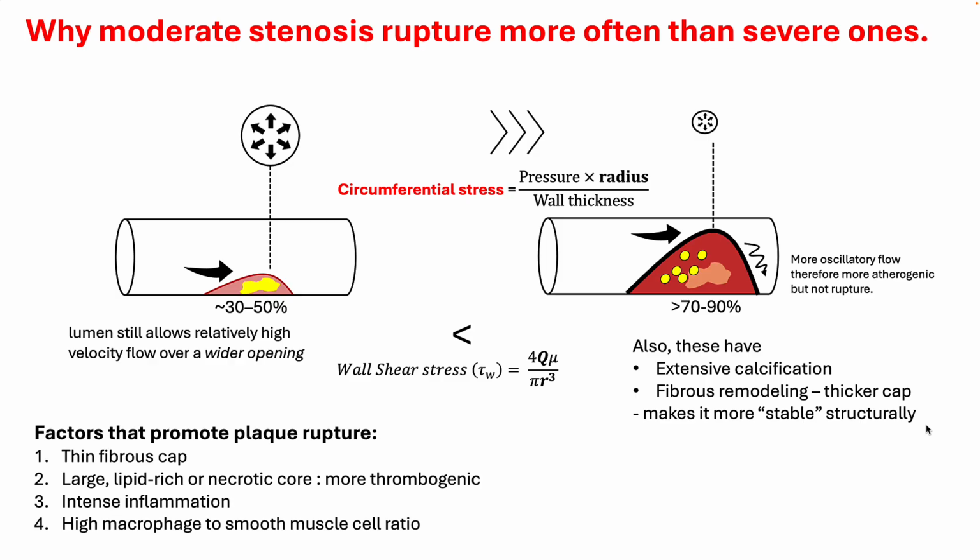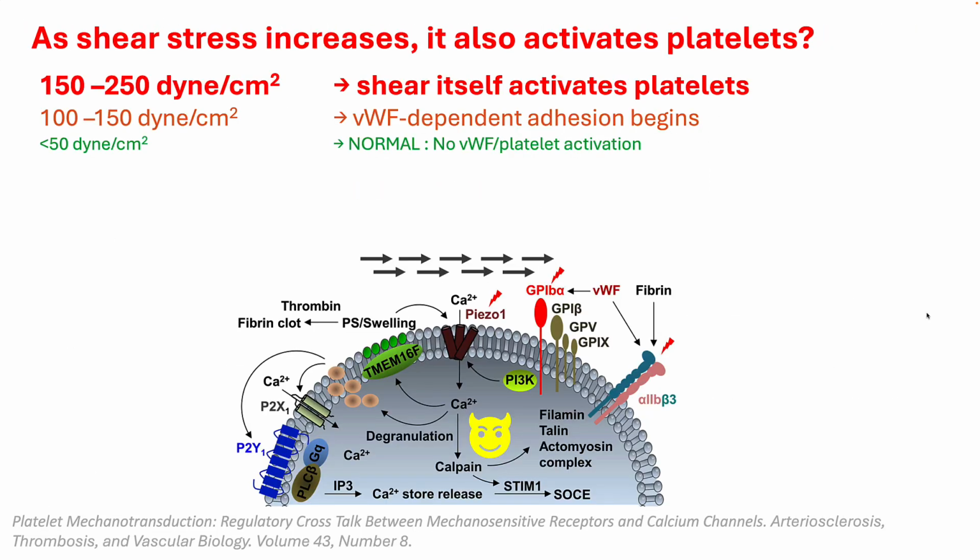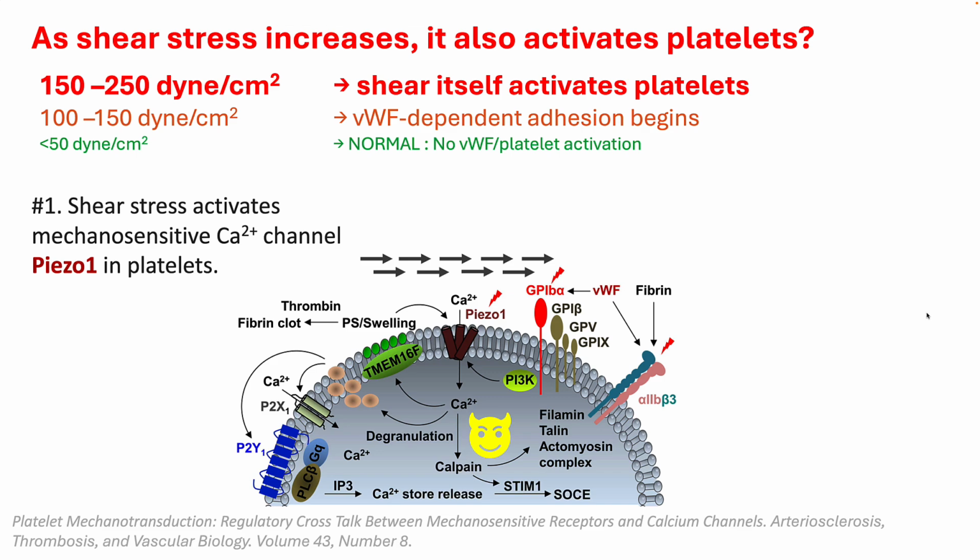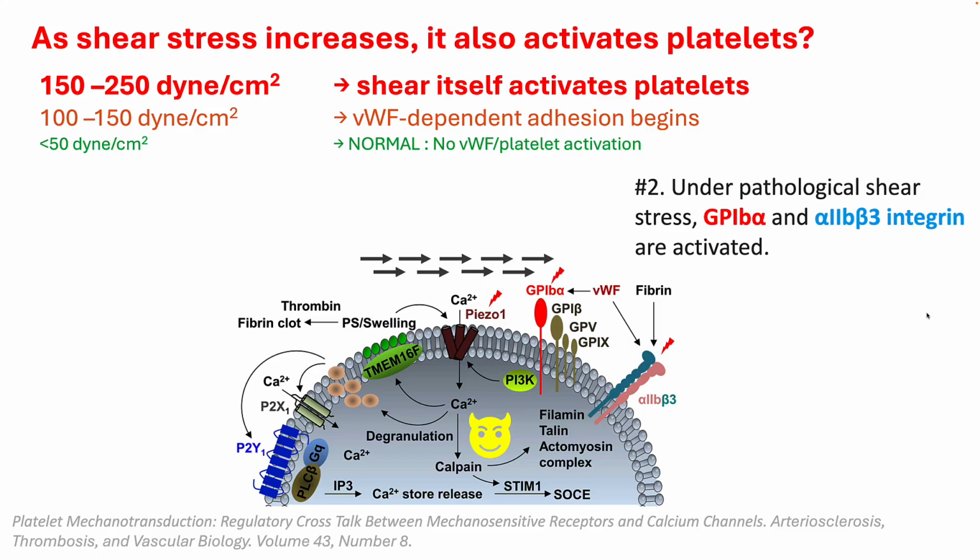more stable. As the shear increases, it also activates platelets. So shear above 150 to 200 can activate platelets by itself. This happens because platelets also have Piezo1 channels, which can result in calcium influx and stimulate the platelets. Also, under pathological shear, glycoprotein 1b alpha and alpha IIb beta 3 integrin are also activated.